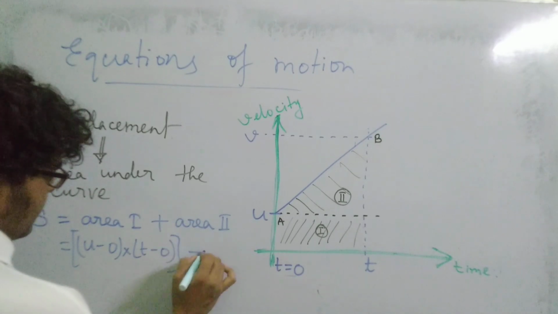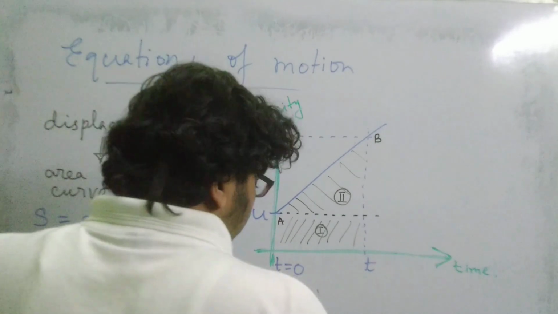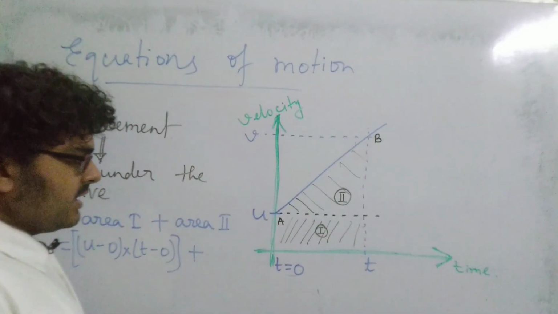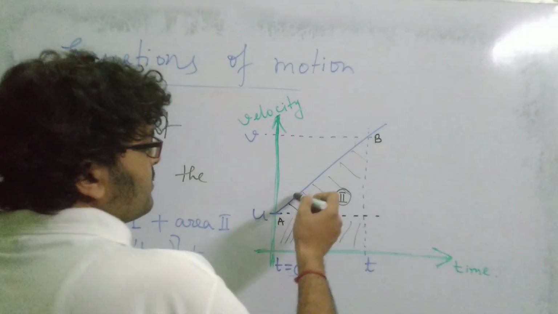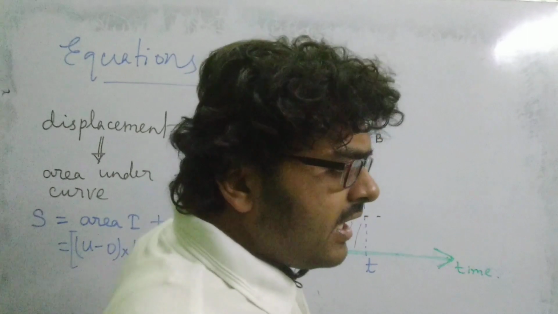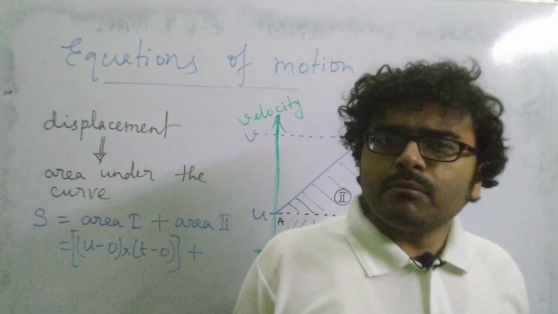And the second area is actually the triangular part. Now you know this is a right angle triangle. You can actually see from the figure. If I consider this figure, this part is a right angle triangle. Now this right angle triangle has a formula for calculating the area: half into base into height.